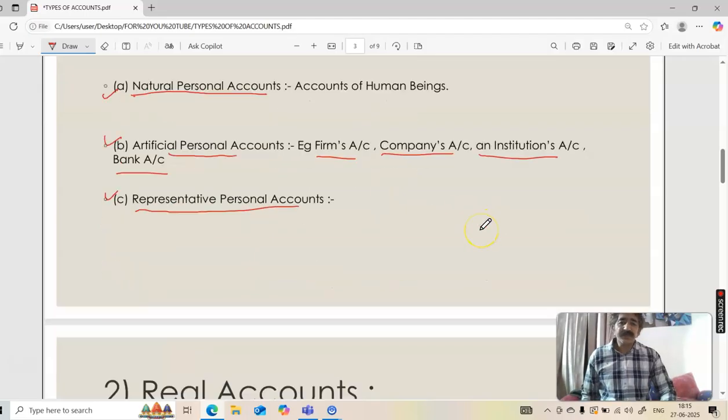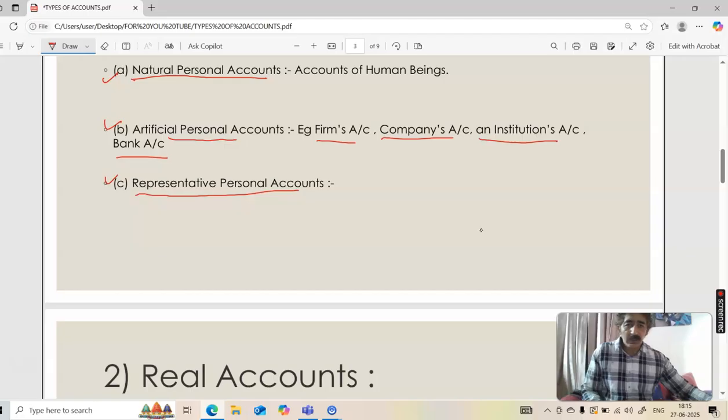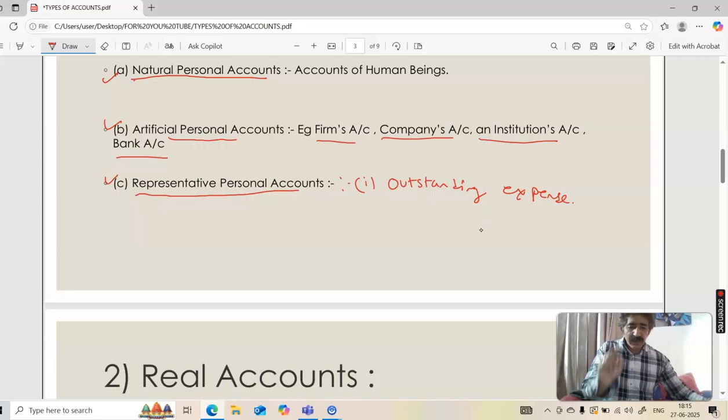Then we proceed to representative personal account. Third category, representative personal account, is of various types. First one is, suppose, outstanding expense account. Now what is outstanding expense? The expense which is due. Suppose electricity bill I haven't paid for last 2 months. Suppose I was very busy, I could not pay. So the electricity bill amount which I owe to the electricity board, Uttarakhand Electricity Board. So in my accounts I'll mention outstanding electricity bill.